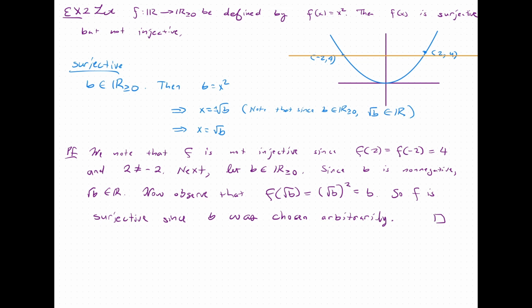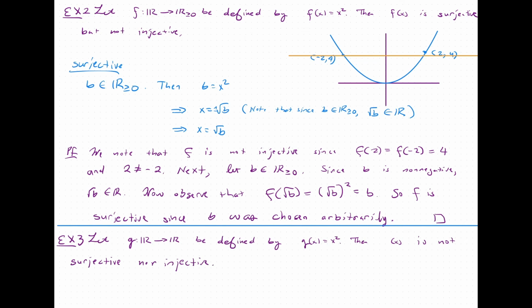Now, how do we switch the question slightly to the following? So we have our function g. Now it's going from the real numbers to the real numbers, so that's the difference. In the first example, we had non-negative reals, but it's still the same parabola. g of x is equal to x squared. Now, in this case, the function is not going to be injective nor surjective. The failure of injectivity is the same as above. We have g of 2 is equal to g of negative 2, which is 4, but 2 is not equal to negative 2.